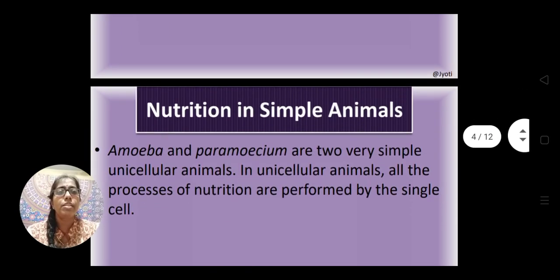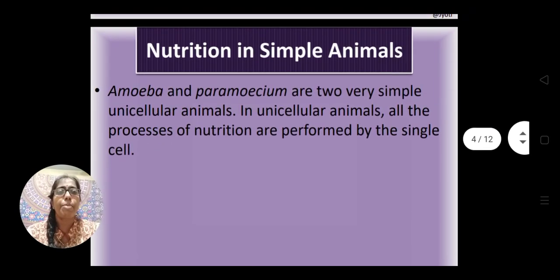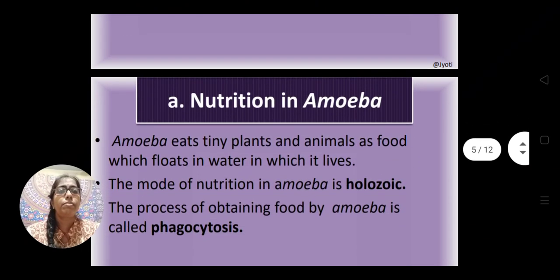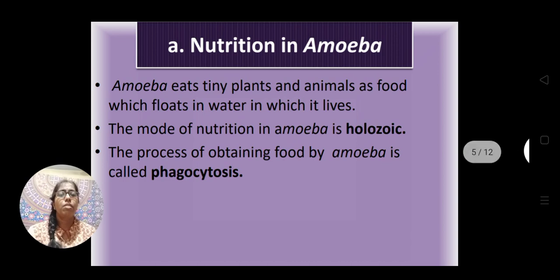So let me first discuss the mode of nutrition in amoeba. As you know, amoeba is unicellular. Its body is made up of a single cell. So the single cell performs all the functions of the body, like nutrition, excretion, respiration. Everything is carried out by this single cell. It is a very small microscopic organism, and it eats tiny plants and animals as food which float in water.